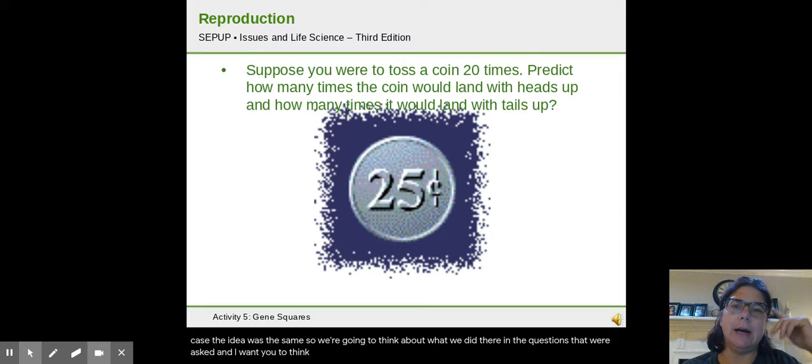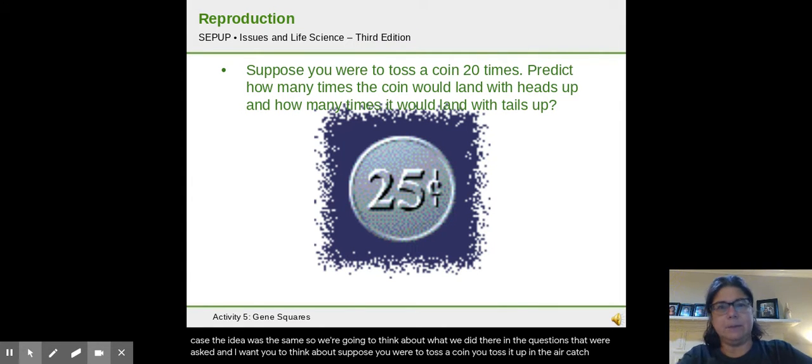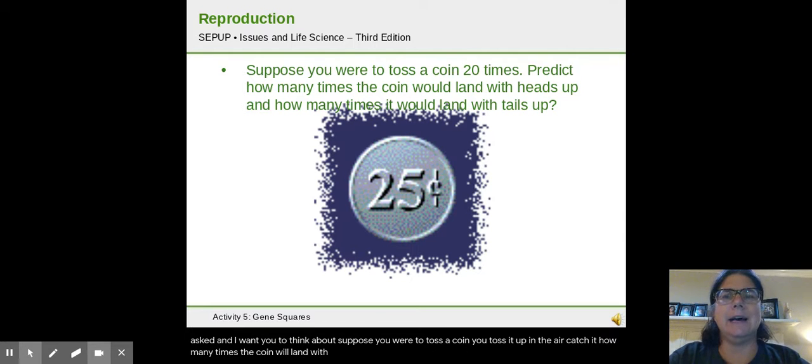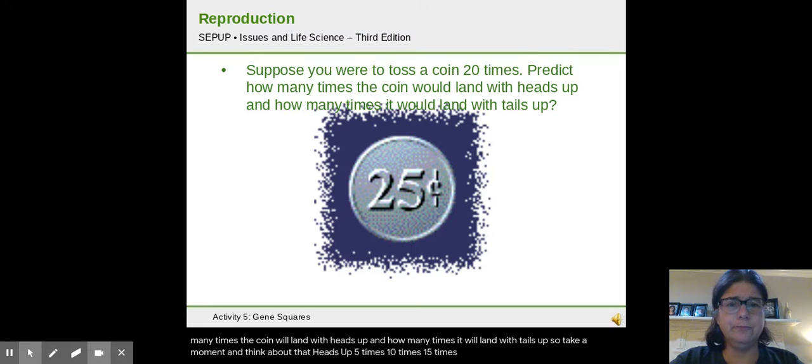I want you to think about, suppose you were to toss a coin. You toss it up in the air, catch it 20 times. Predict how many times the coin will land with heads up and how many times it will land with tails up. So take a moment and think about that. Is it heads up 5 times, 10 times, 15 times? How would you figure that out?